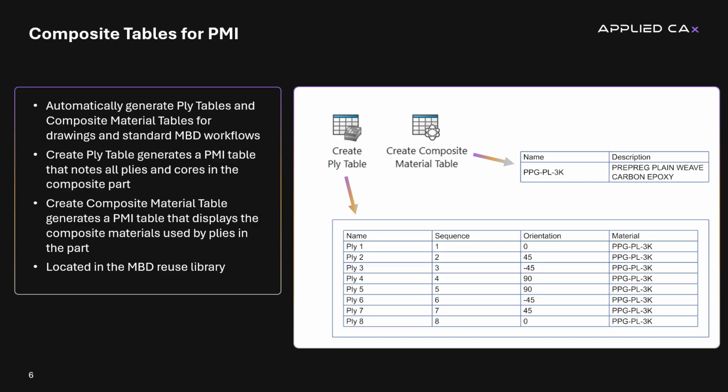Inside the reuse library are two new logical rules that create associative PMI tables to display ply and composite material data as depicted on the right. Both tables are standard PMI objects that can be displayed on drawings and used in standard model-based definition workflows.